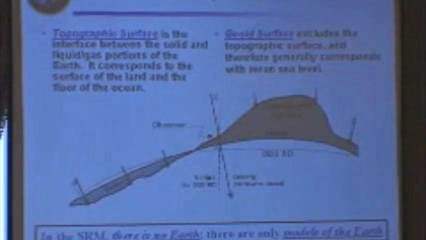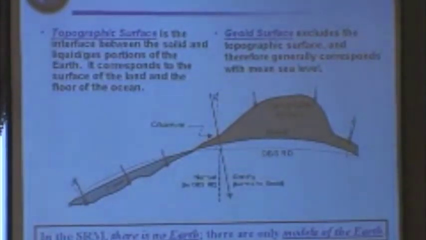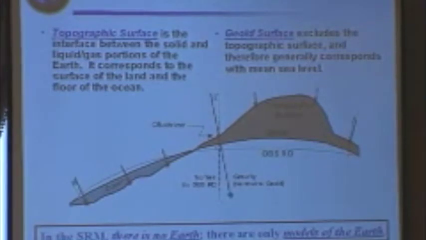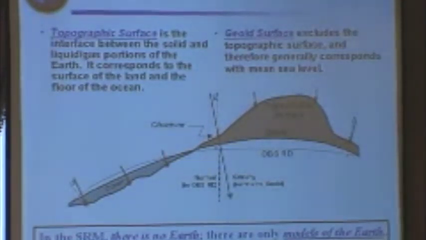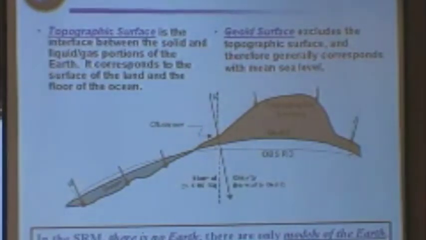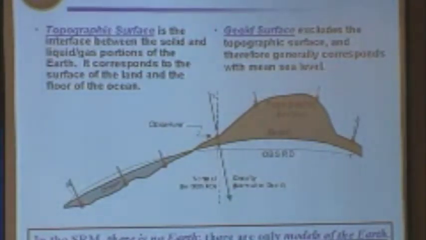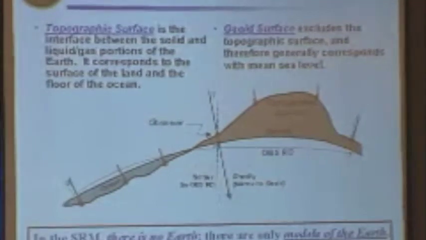There's some water and there's some gas. The geoid surface excludes the topographic surface and generally corresponds to mean sea level. Now that's a tough thing to say because what is mean sea level? Well, mean sea level is a statistical measure taken at some point on the ground. Somebody actually measures mean sea level at a point. It's a local measurement. And then there's a use of that term in terms of a global concept of mean sea level. What does that mean?